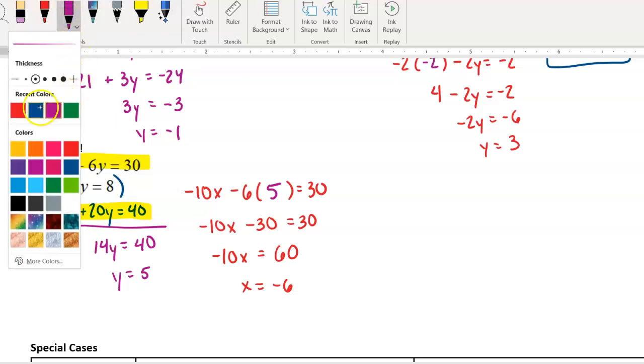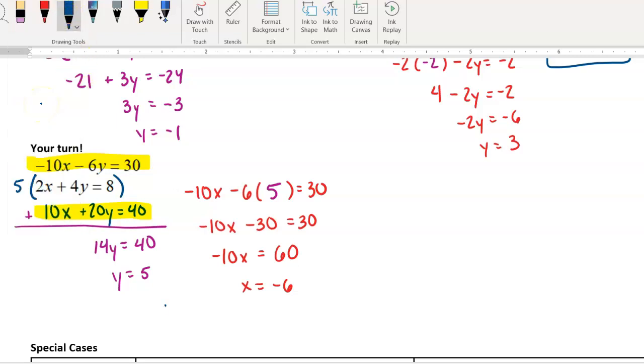So the coordinate here would be the coordinate where x is negative 6. So I always start with the x. Y is second, so y is 5. So you get the coordinate negative 6, 5 would be your solution.